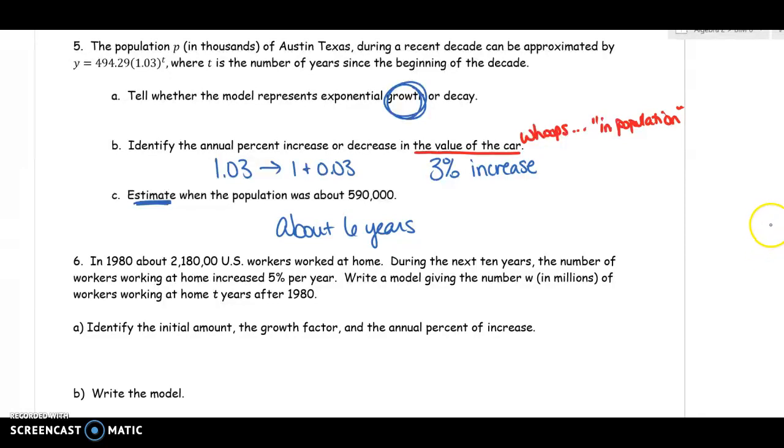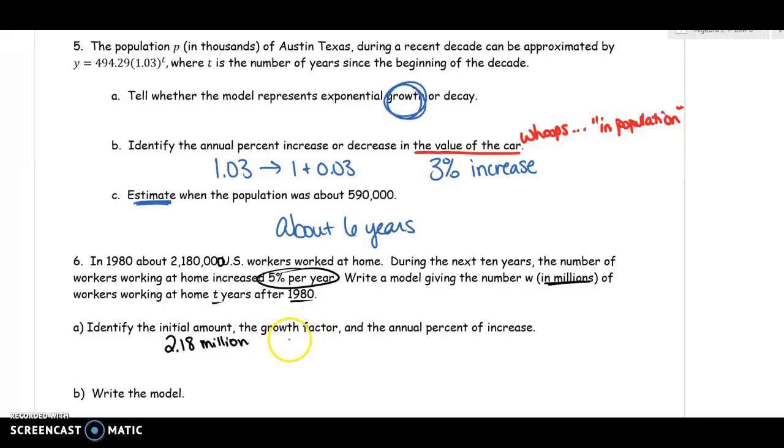In 1980, about 2,180, that should say 1,000. Wow, there's tons of errors here. U.S. workers worked at home. During the next 10 years, the number of workers working at home increased 5% per year. Write a model giving the number W in millions of workers working at home T years after 1980. So the initial amount is 2,180 thousand. If we want to write that in millions, that would be 2.18 million.